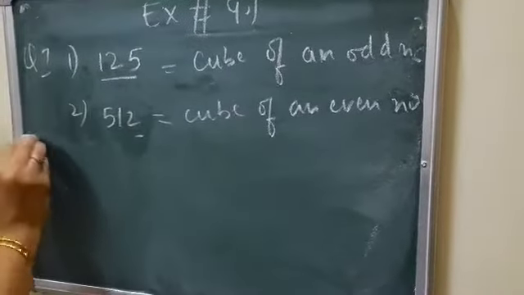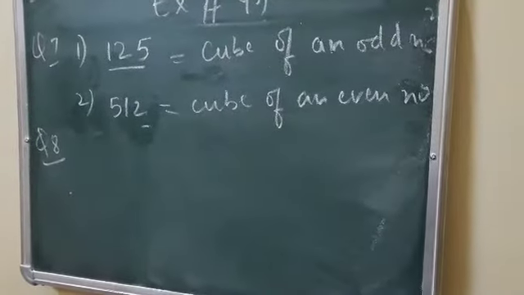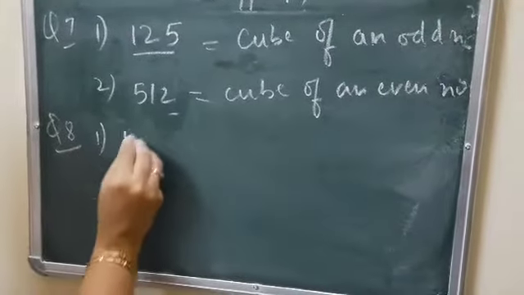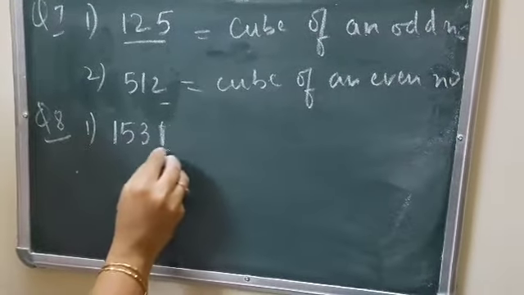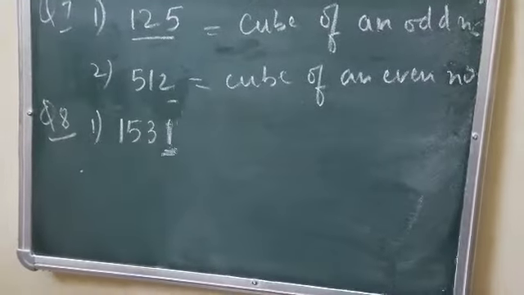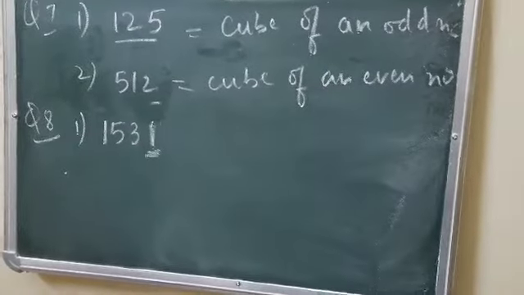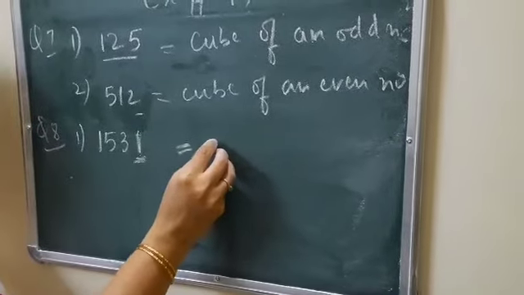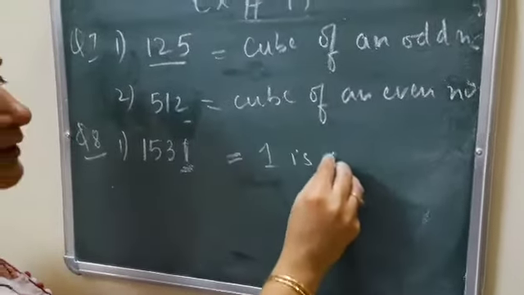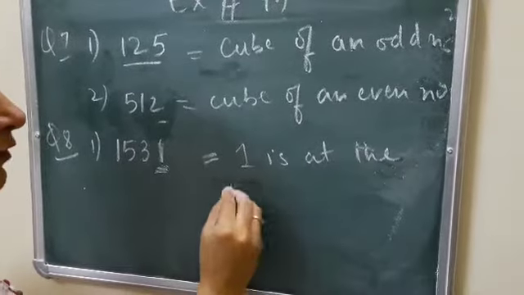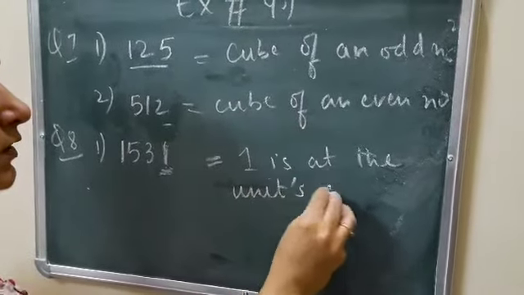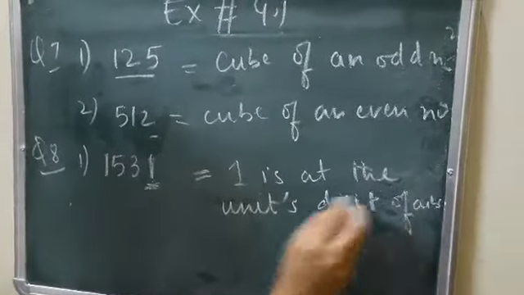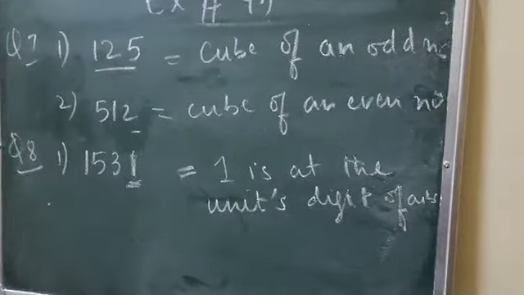Question number 8. Write the ones digit of the cube of each of the following numbers. The number is given and you have to tell what will be the unit digit of its cube. We have done property number 2. Property number 2 was that if your unit digit is 1, your cube will have the unit digit 1. So you will write that 1 is at the units digit of its cube. In the same way you have to do the rest of the parts.